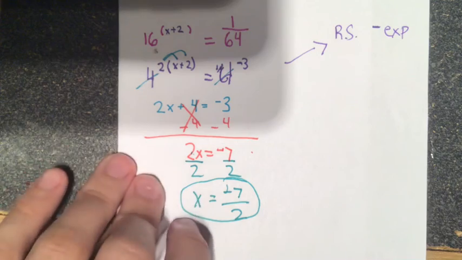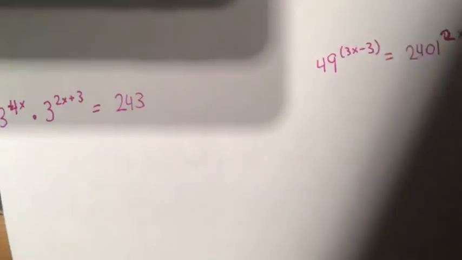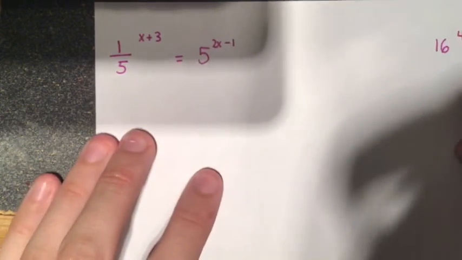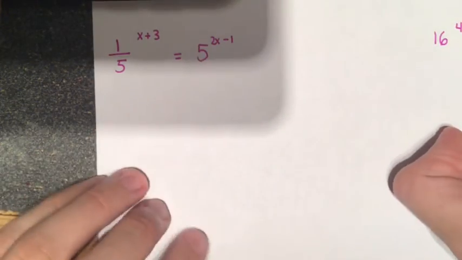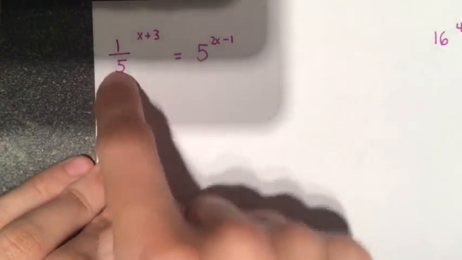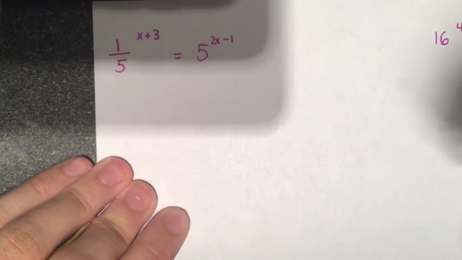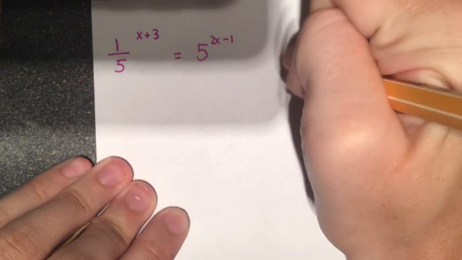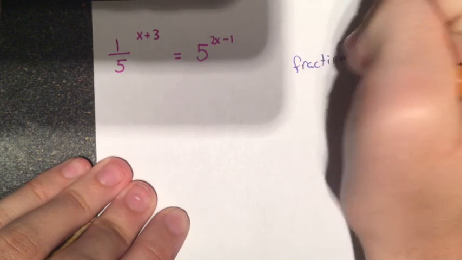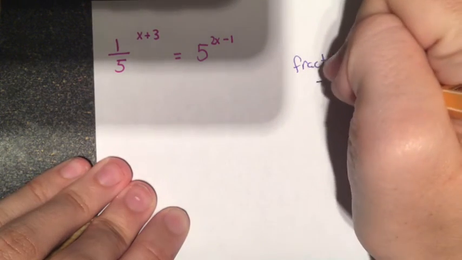Okay, so those are the first 4. Let's take a look at our next one here, number 5. Okay, let me just get it centered in my paper here. Okay, so I have another fraction here. I'm going to make another note on the side. I have a fraction, which means I have a negative exponent.